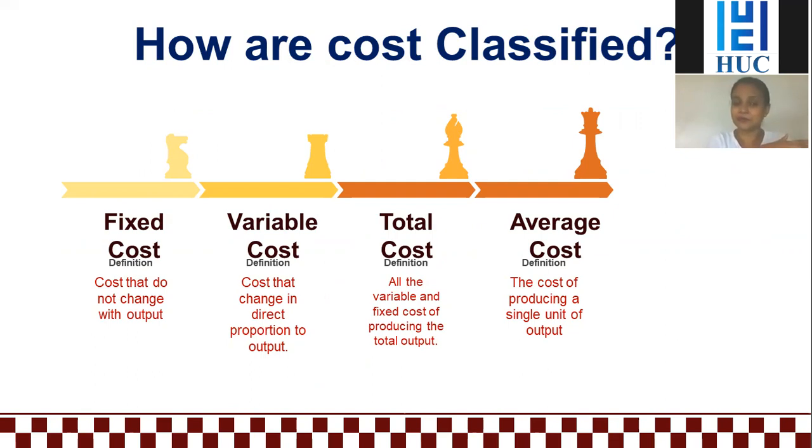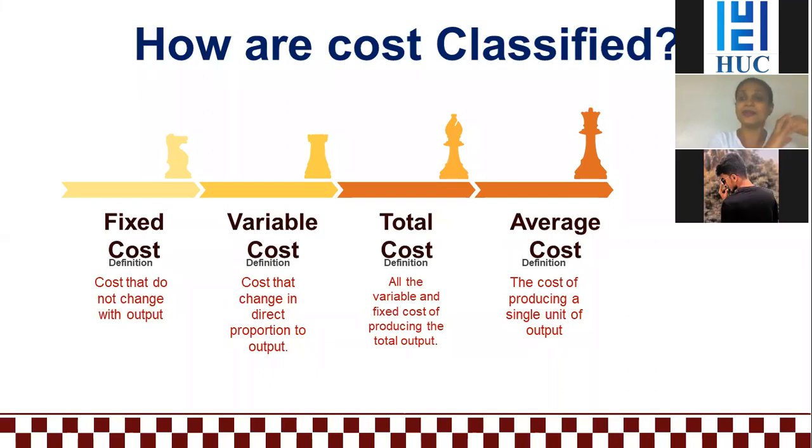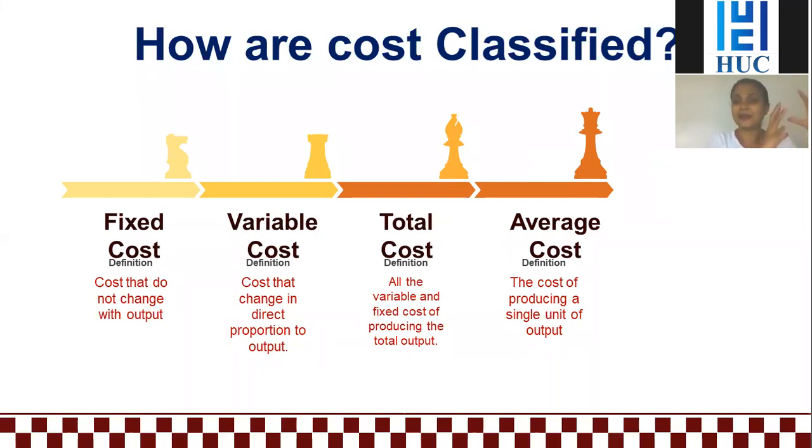One example for fixed cost is rent. And one example for variable cost is raw materials. Then total cost: we calculate total cost as fixed cost plus variable cost. මේ දෙකේම එකතුව තමයි total cost එක කියලා කියන්නේ. Then this one is very important, children: average cost. ඒ කියන්නේ එකක් හදන්න යන cost එක. Average cost, or we can say per unit cost, is the cost of producing a single unit of output.